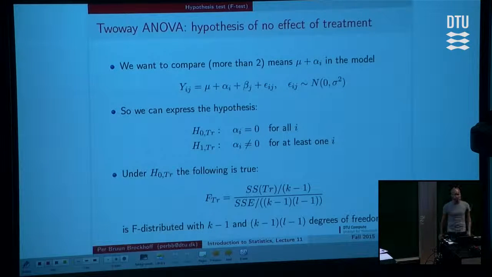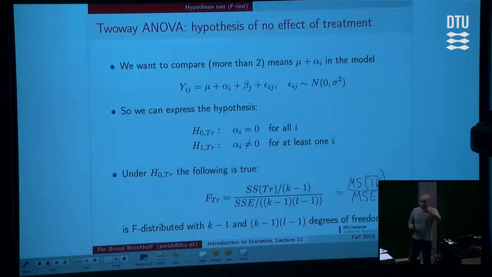The way we test it is, as we've seen last time, by comparing, we call it also MS treatment divided by MSE. The sums of squares relative to the so-called degrees of freedom, that is the right way of averaging these sums of squares to give reasonable measures of what they're supposed to give us. Here is the fact that we need some theory that the probability people is telling us.